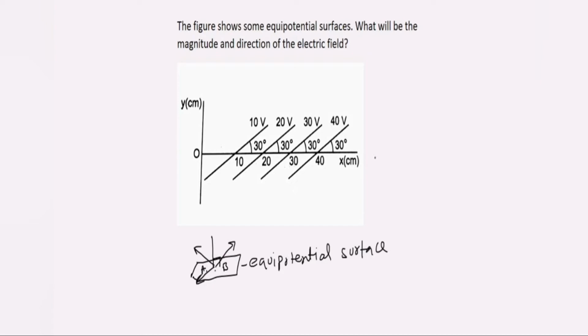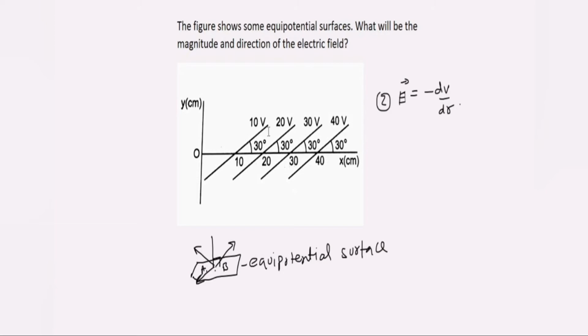And one more property here is that we know electric field is equal to the negative of the potential gradient. Alright, it means that potential will decrease in the direction in which electric field is increasing. Okay, so these 2 points we will apply here to solve this question.